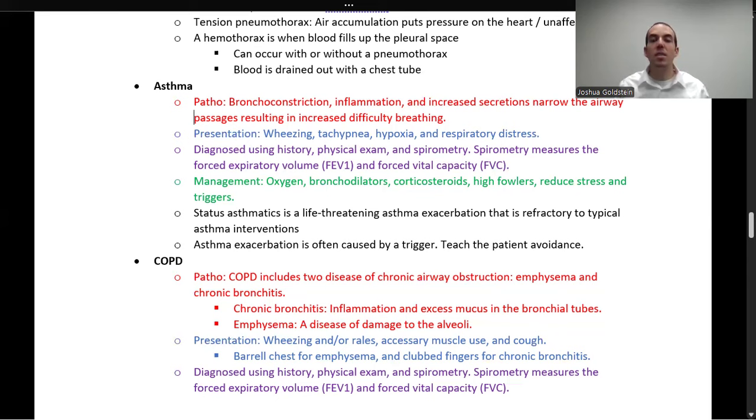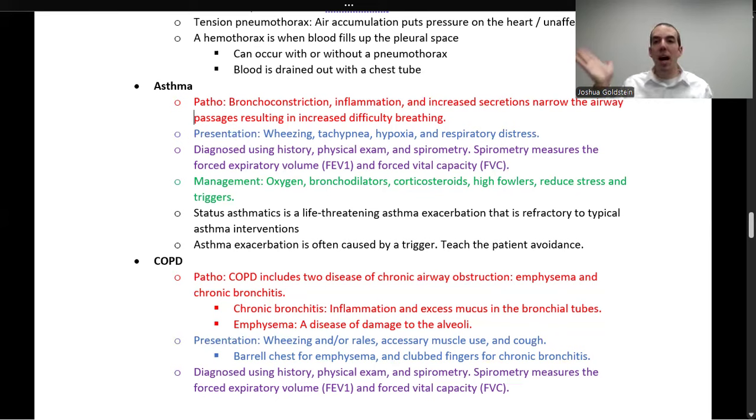The management of asthma is going to be to give the patient oxygen, to give them bronchodilators like albuterol, which is also called a SABA, S-A-B-A, short-acting beta agonist. We would also give them very often something called Atrovent. Atrovent is an anticholinergic medication. It's also inhaled. It can also be mixed with the albuterol, again, to help expand their lungs. They can also get corticosteroids. This would be an injection or a pill to help reduce that inflammation.